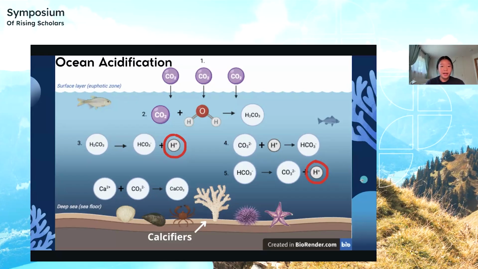So at the bottom here, I have some calcifiers pictured, which are organisms that use calcium carbonate to create their shell skeletons. And they are known for being one of the most heavily impacted groups of organisms by acidification because they use calcium ions and carbonate ions to create calcium carbonate, and carbonate ions react with hydrogen ions to form bicarbonate ions, which is shown in step 4, and thus there is an underavailability of carbonate ions for calcifiers to use.